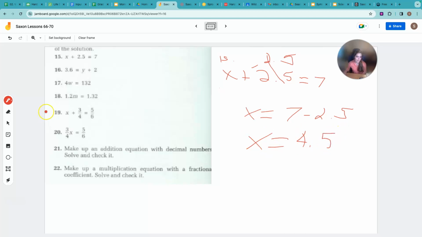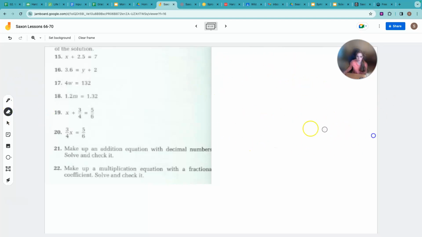Now, I'd like you to go ahead and pause this video and try 16. This is what 16 looks like here. Do this on your scratch piece of paper. 16 is 3.6 equals y plus 2. You're going to do the same thing here. Go ahead and pause this video, see if you can solve it. Unpause it when you're ready to check and see how you did. Okay, here we go. Let's see how you did.